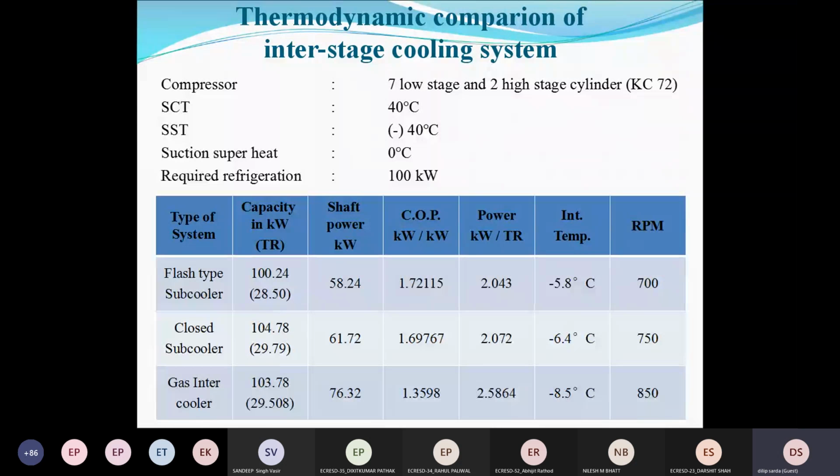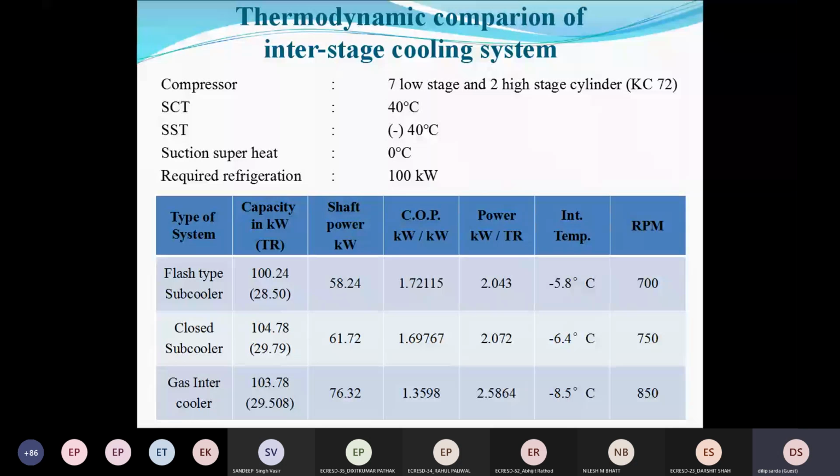Now, when we are going for the closed type subcooler, we are getting 104.78 capacity at a certain RPM. I have changed the RPM to get it. I have to see that it should be more than 100. It cannot be less than 100. So I have to change the RPM, and the compressor can be operated up to 1000 RPM. And shaft power is 61.72. That's why COP is 1.69.